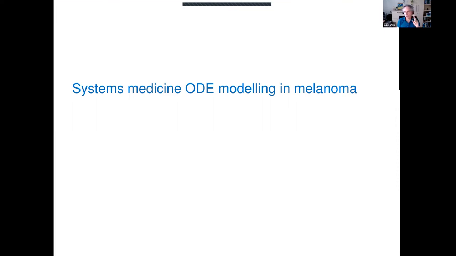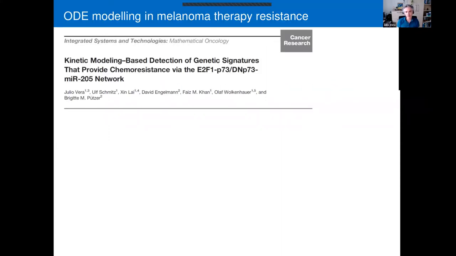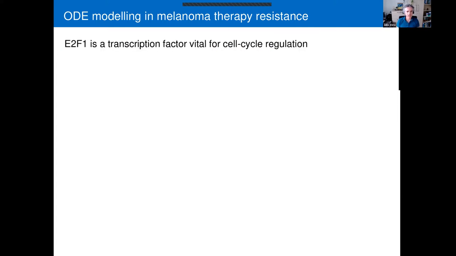And this is actually what we have been working on for a number of years in our group. And I want to show you now two additional examples in which we have used these systems medicine-based algorithms. In one of them, we made use of ordinary differential equation-based models to try to help us understanding why melanoma is resistant to chemotherapy. That was some results we published a few years ago together with some experimental collaborators in the University of Rostock. So here the idea is we want to understand the role of a given molecule, the E2F transcription factor, in therapy resistance.